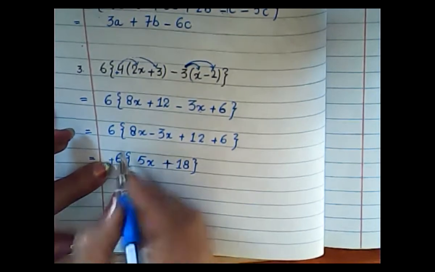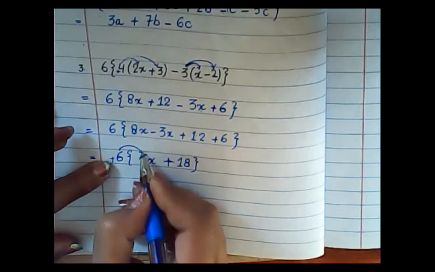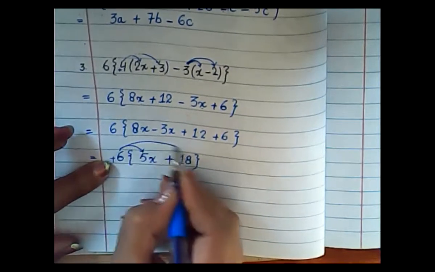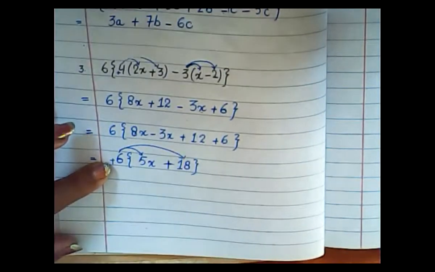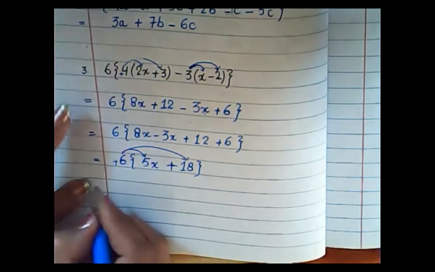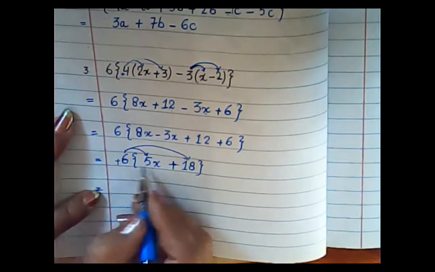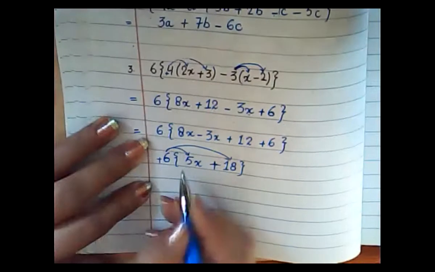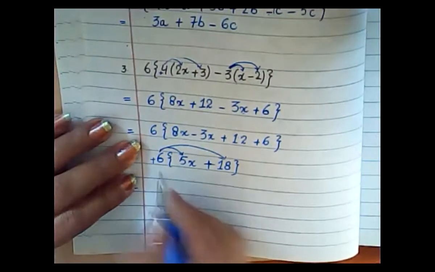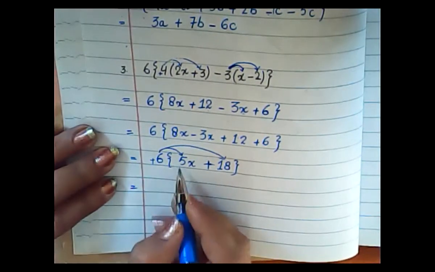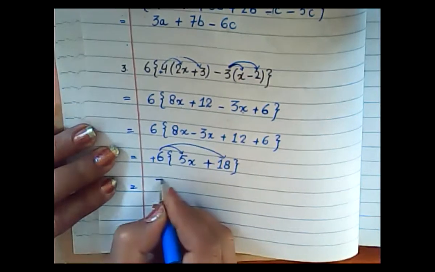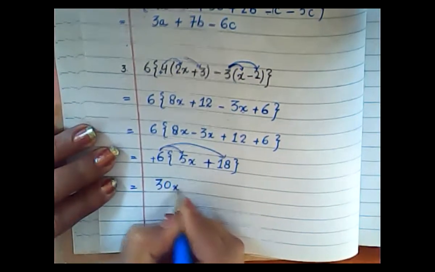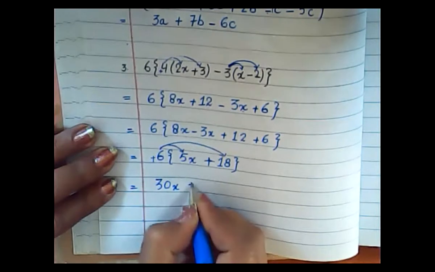But what you will do is multiply this 6 by 5x, and also multiply this 6 with 18. So 6 multiplied by 5x, what will it be? 30x. Now you will place the plus sign here.